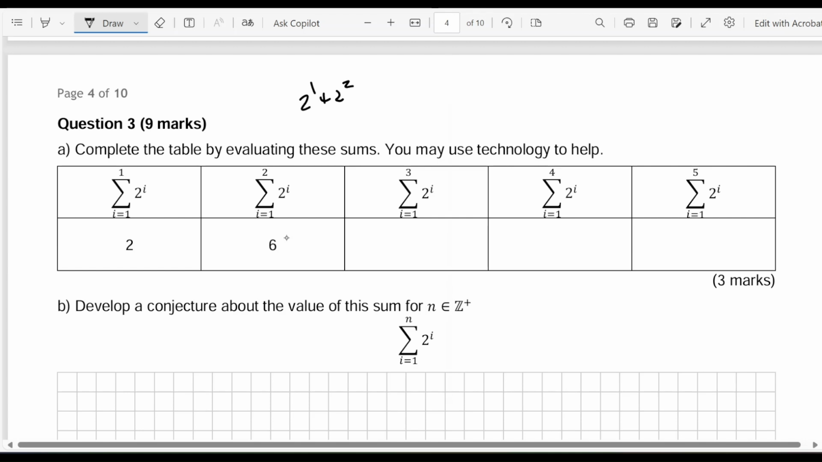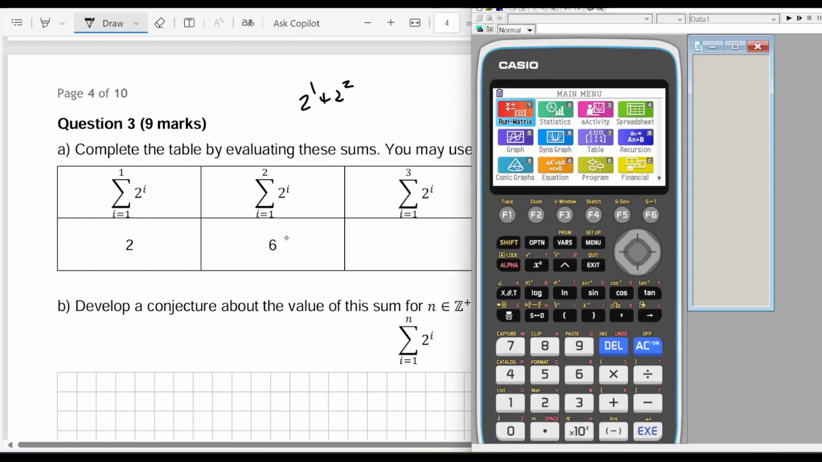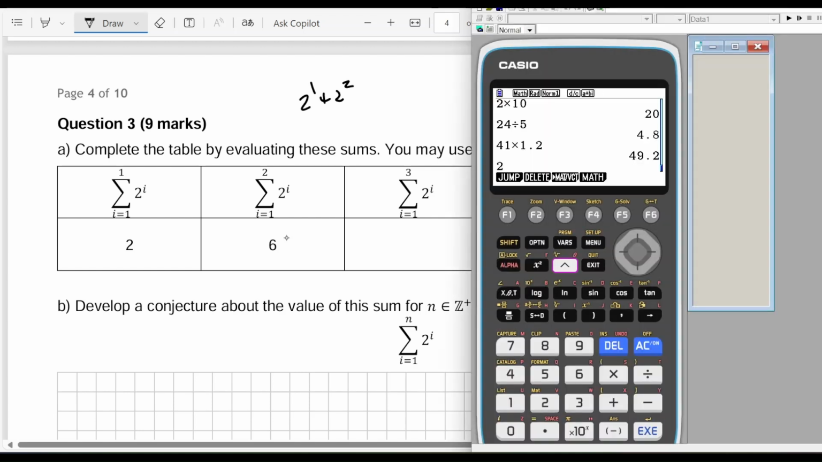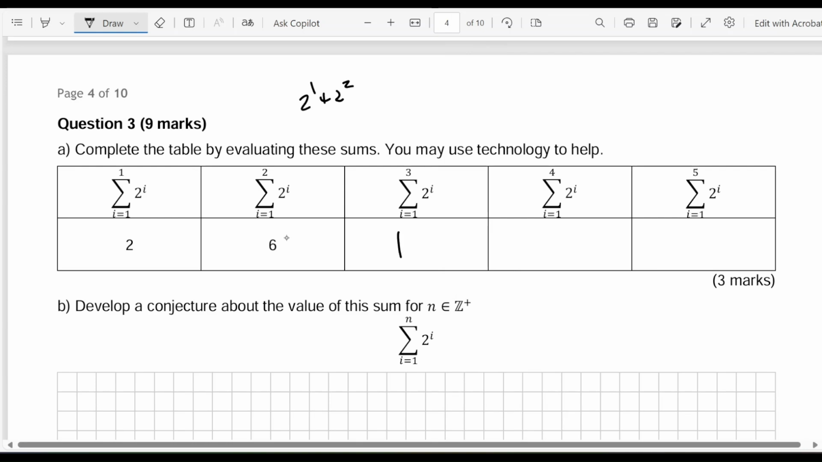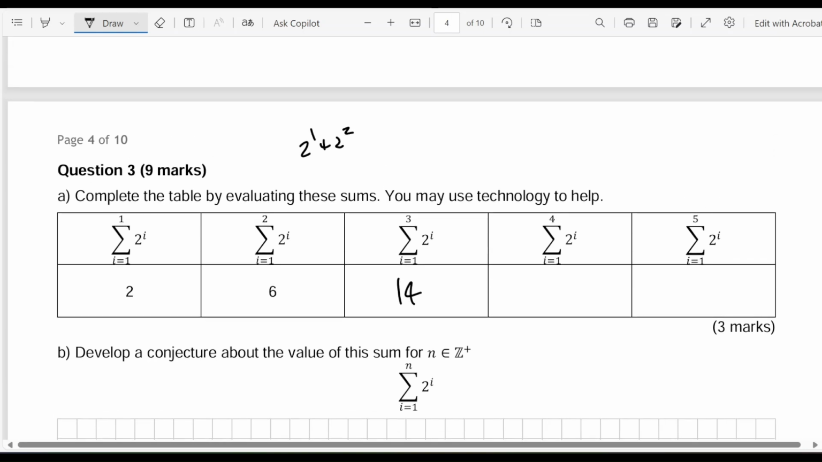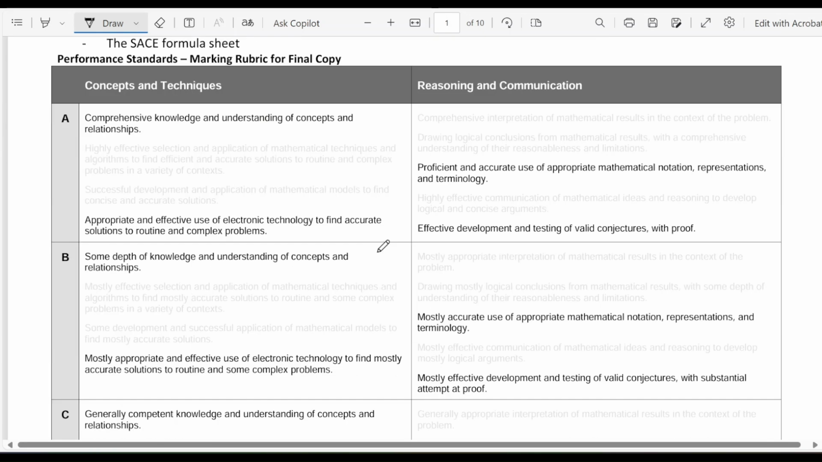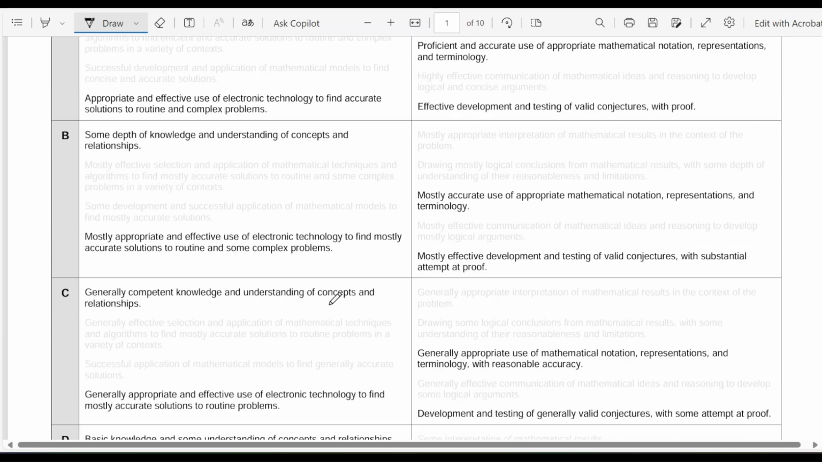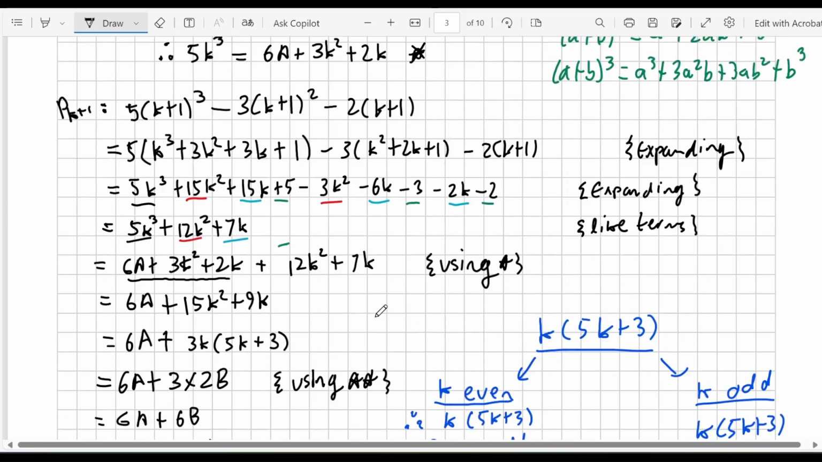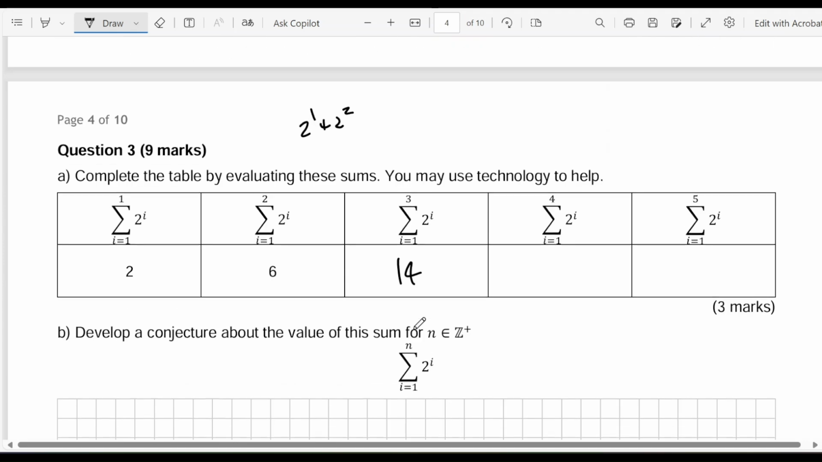Now, you can do these on your calculators. Like if you wanted to get the next one, you can get 2 to the 1 plus 2 squared plus 2 cubed, and you would get 14 for the answer there. But that's going to take you a little while. And remember, one of the things that is being tested on this is, can you use technology? So do expect to have to use your calculators in developing some conjectures.